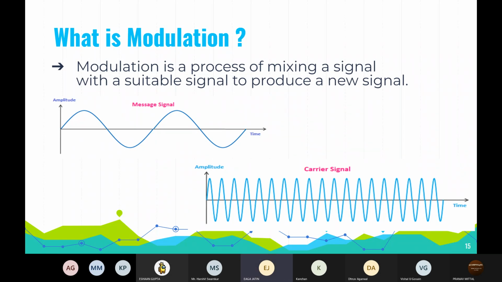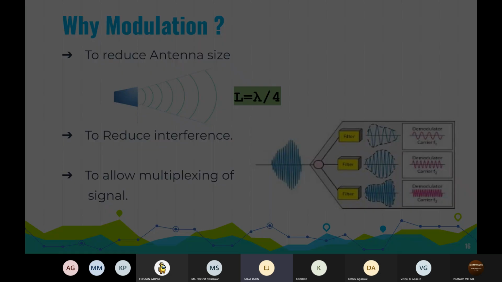So, what is modulation? Modulation is a process where one of the properties of the carrier signal, like amplitude, phase, or frequency, is changed according to the baseband signal. Based on the properties which are changed, there are types of modulations. Before we get into the types of modulations, let's see why modulation is required.